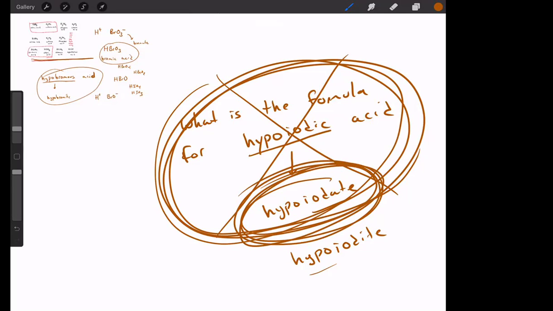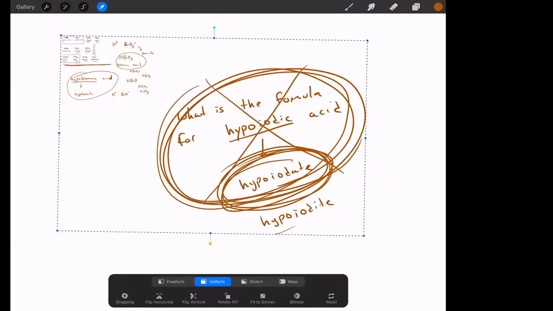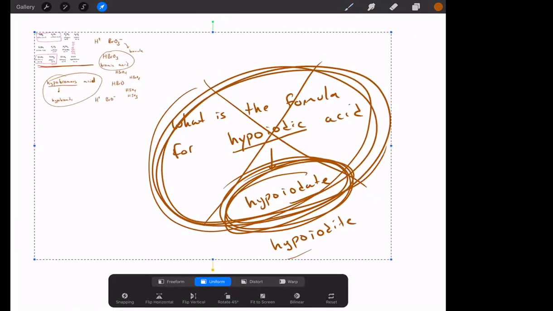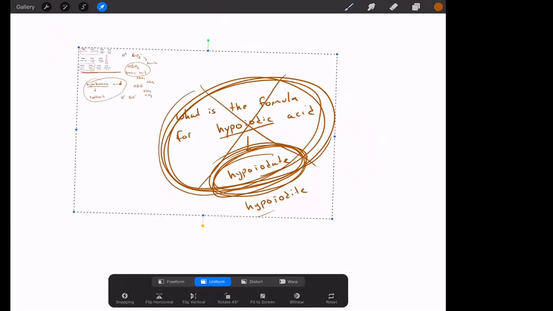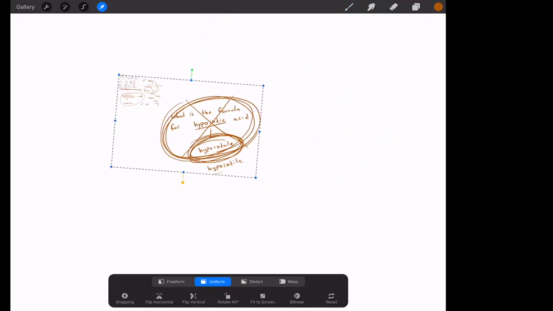Yeah, so the question is, how do we memorize which ones are strong and which ones weak? You just memorize them. 3 of them are binary acids, HCl, HBr, and HI. And the other 4 they're all ate acids: nitrate, sulfate, chlorate, and perchlorate. And so there's 7 total.